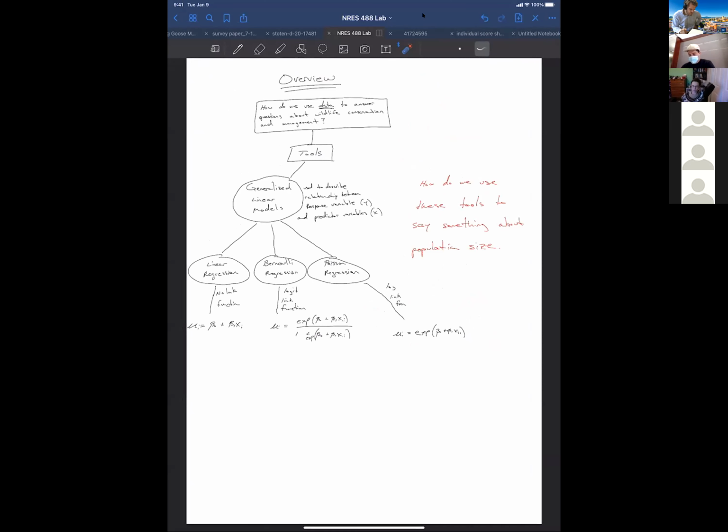All right, so let's use these tools to say something about population size. And we're going to talk about methods for estimating population size in today's lecture.